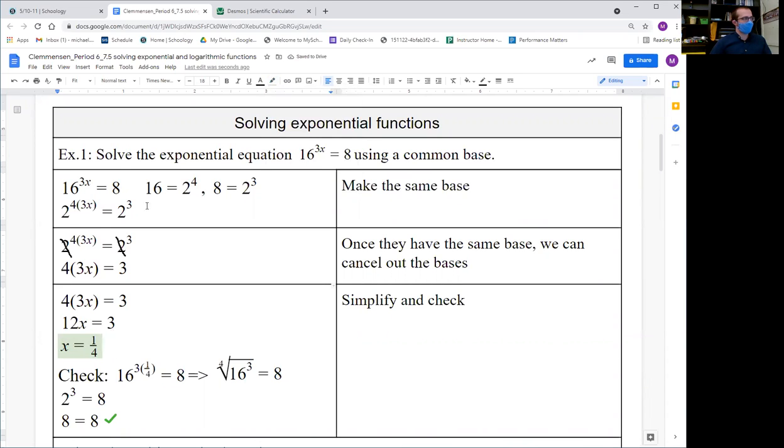All right. That's the process of finding this. Make the same bases, cancel out those bases, and then do some simplifying. Are there any questions on any of this process for these problems? Do you have any questions on this?